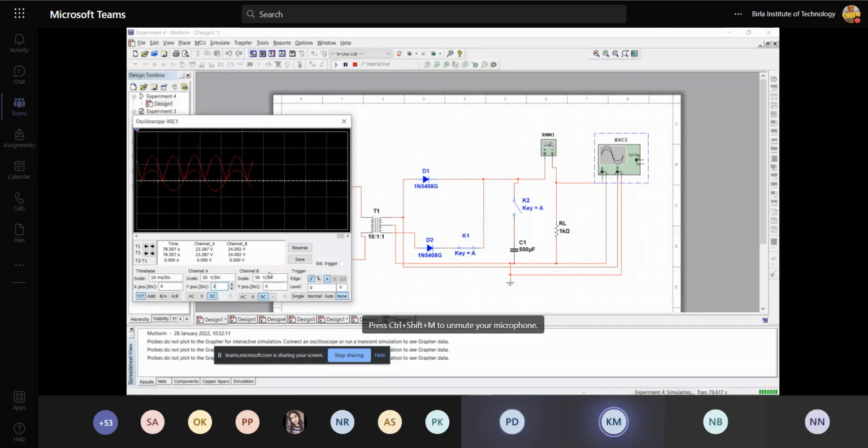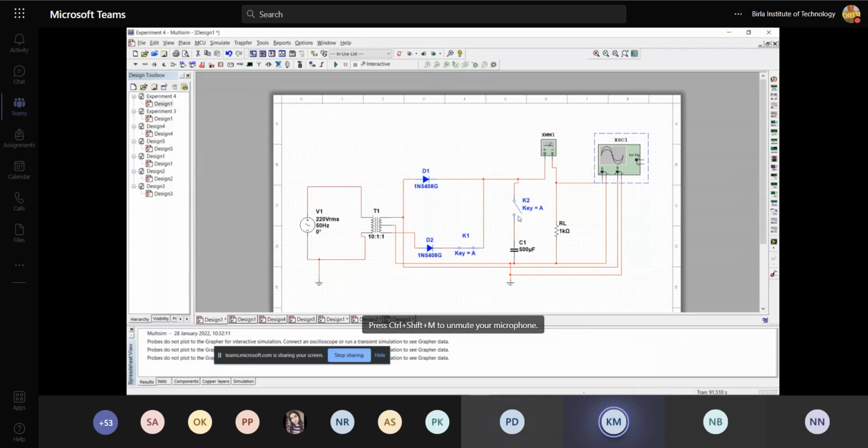Yes, ma'am, I'm doing it. Now I will stop working at this. May I share the screen now? I will connect key 2. Yes, close key 2. Now I will play it again. Yes, now make it close. Now run it.